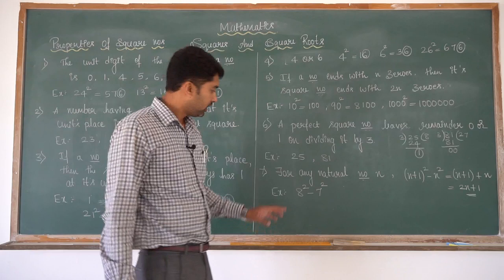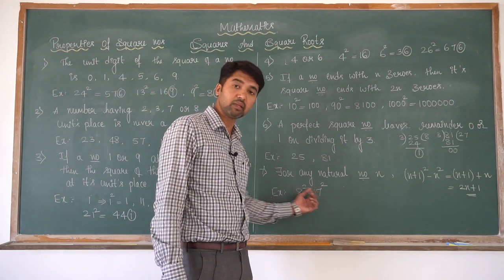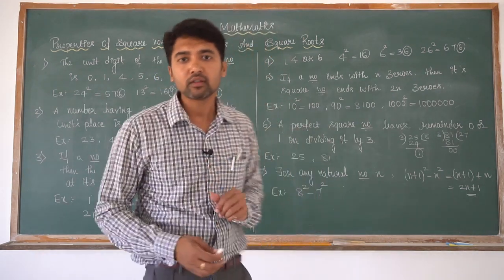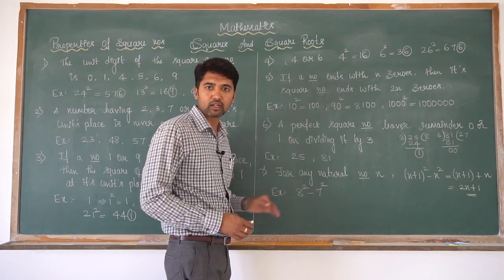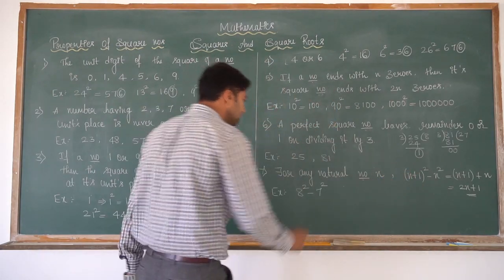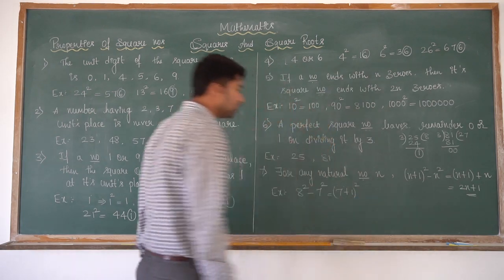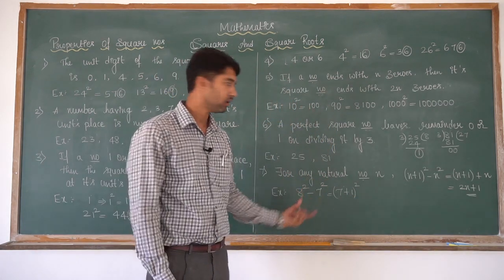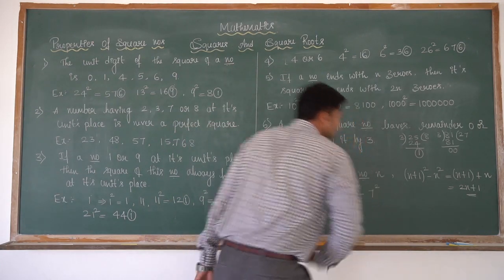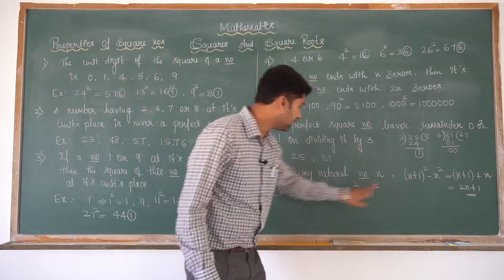8 square is here, 7 square is here. Both are consecutive, no? After 7 comes 8, before 8 comes 7. So these two numbers can be called consecutive squares. 7 square, 8 square. So this 8 square can be written in this form, (n plus 1) whole square, that is (7 plus 1) whole square. I have just split the 8. Okay, minus 7 square. Any doubts? So at that time, what is the value of n here?